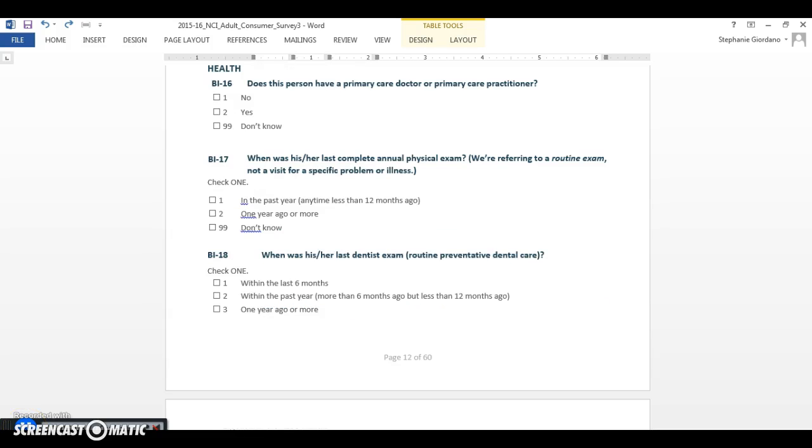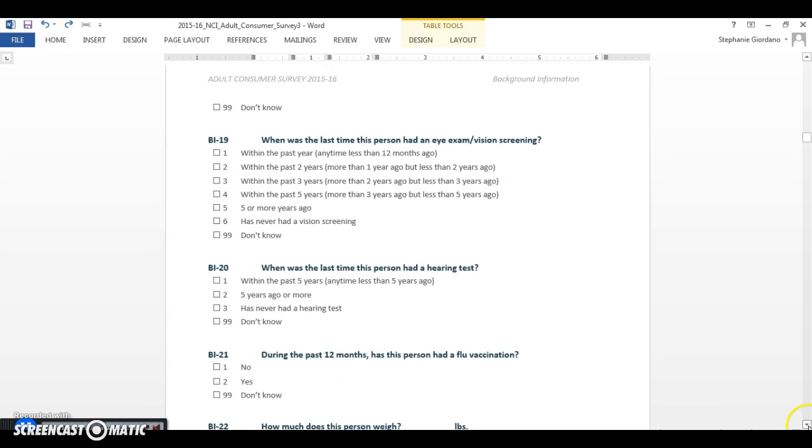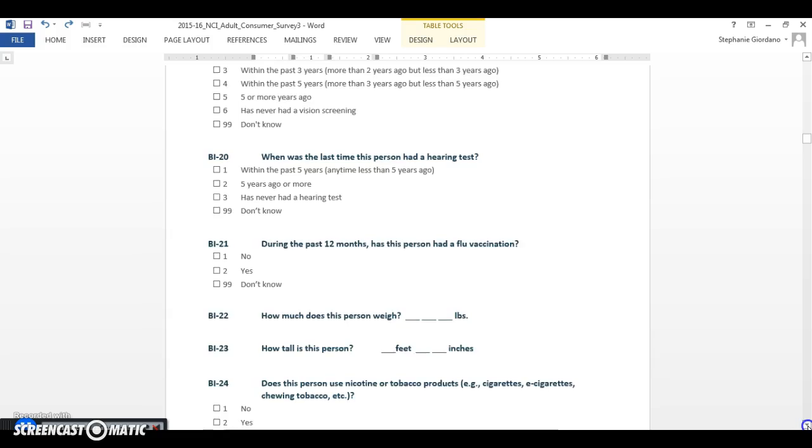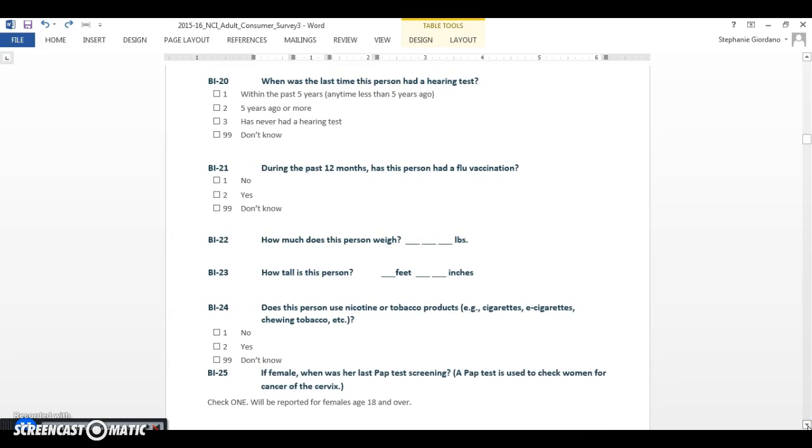We then go into questions about the person's health. We start with questions about routine care, such as whether the person has a primary care doctor or primary care practitioner, when the last complete annual physical exam took place. BI 18 asks about when the person's last dental exam took place, and here we're looking for routine dental care, not for an emergency visit to a dentist. We then ask about eye exams or vision screenings, the last hearing test, and whether the person has had a flu vaccine in the last 12 months.